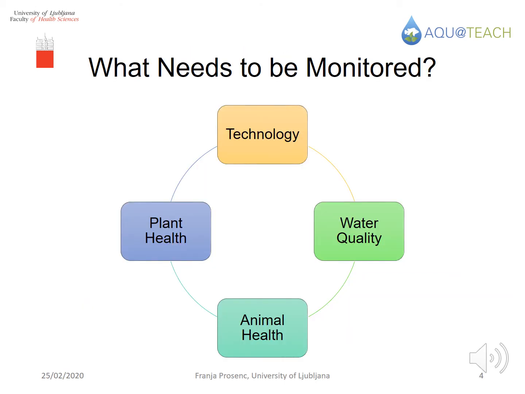The core of this module will be looking at what needs to be monitored. Well, in short, everything from technology, water quality, animal health, and plant health. Think of an aquaponics system as a small-scale controlled ecosystem. Everything within that system relies on everything else to some degree. A small inefficiency in one part of the system can have serious implications for another part of the system. To make sure that everything is running at its optimum levels, you need to be able to monitor the system. Otherwise, how will you know if something is wrong until it's too late?